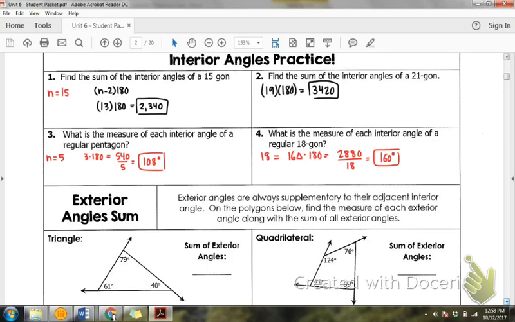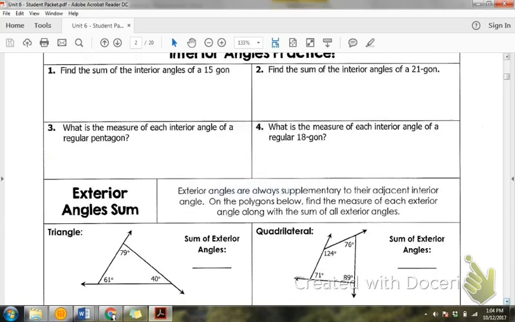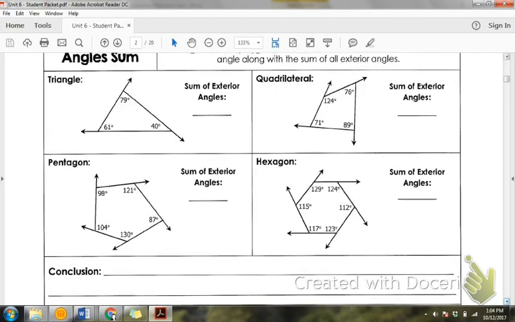Okay, the next thing we have is exterior angles. It says exterior angles are always supplementary to their adjacent interior angle. Whoa. On the polygons below, find the measure of each exterior angle along with the sum of the exterior angles. Okay, it's a lot of words. This is what it means. Every interior angle has an exterior angle. So if you look at this first example, would you agree that 79 and this angle right here, this one's inside, this one's exterior, right? And together they make how much?